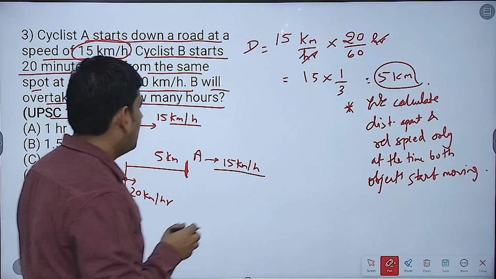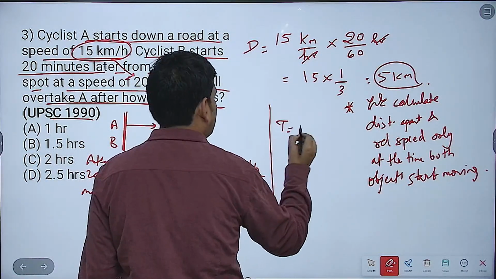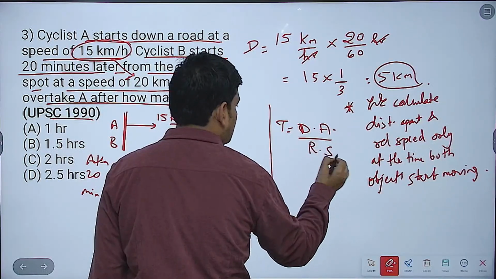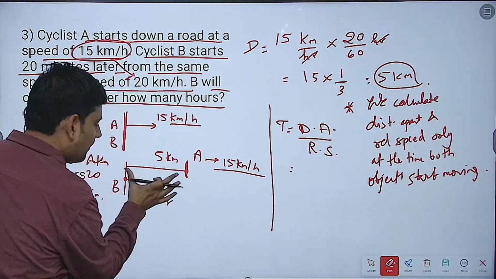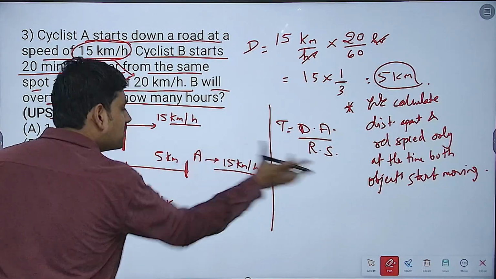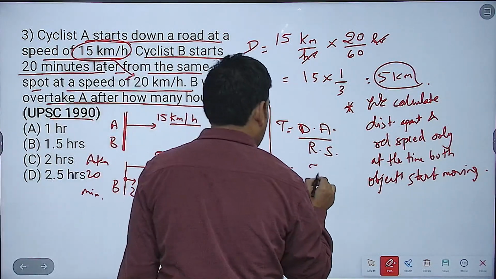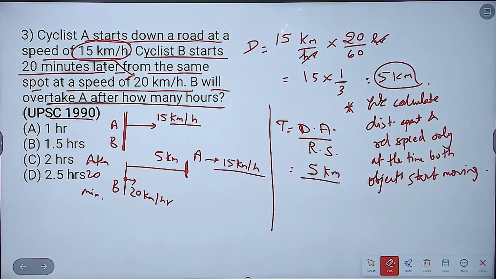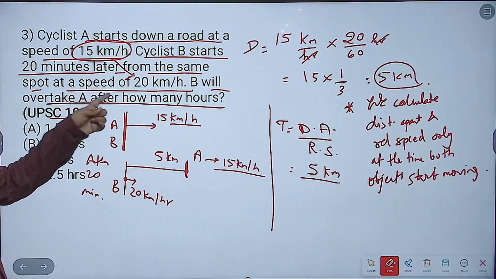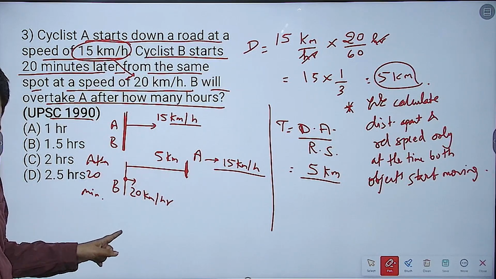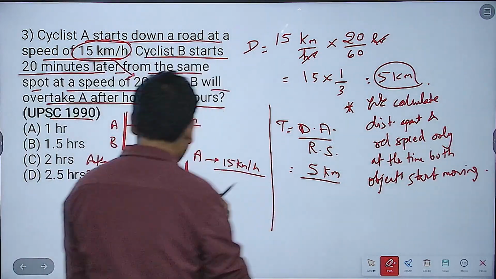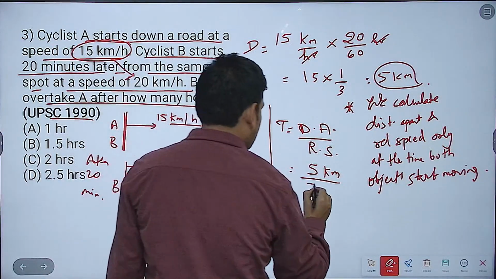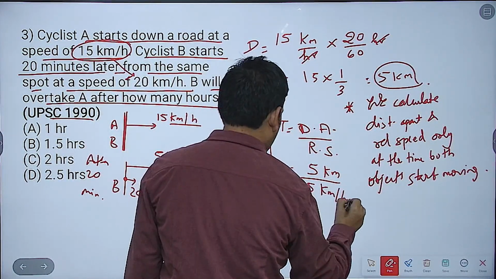Okay. So now the formula is the same. Time is equal to distance apart divided by relative speed. What is the distance between them right now, when they both start moving? 5 kilometers. So this becomes 5 km upon the relative speed. What is the relative speed between them? Relative speed is 20 and 15. That means they're moving in the same direction, so it will be subtracted. 20 minus 15 is 5 km per hour.